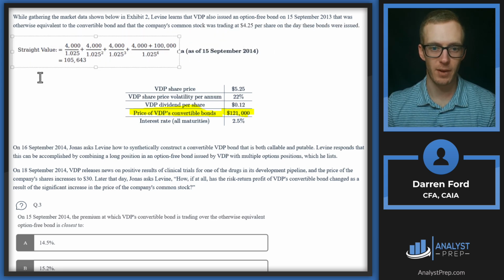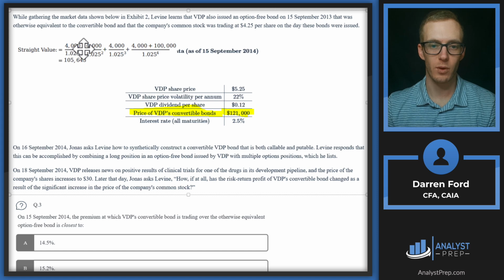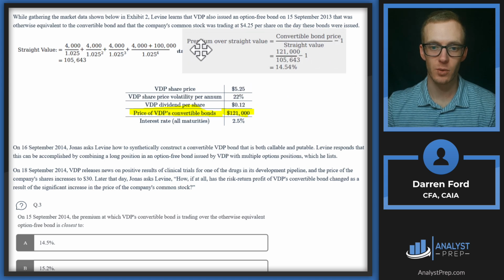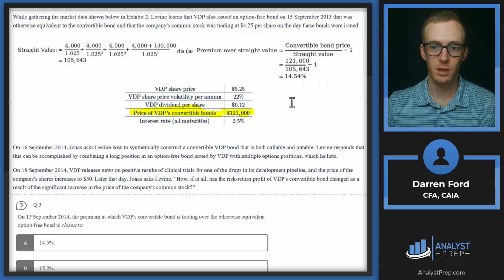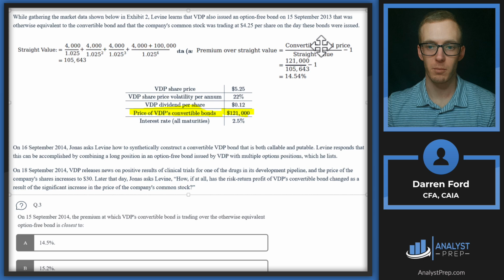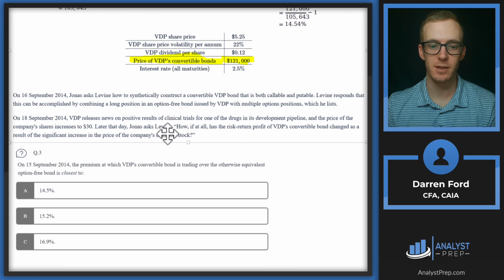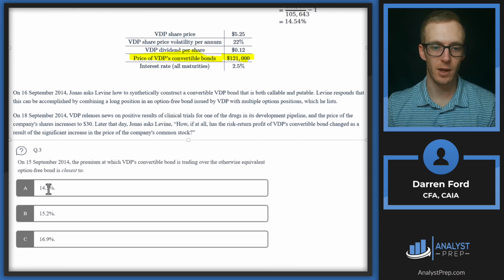So let me pull in the straight value calculation again. We've got 4,000 for 4 years plus that 100,000, discounting that back by 1.025, which is our interest rate for all maturities right here. And then we're going to compare this to the convertible bond price and subtract out 1. So we've got convertible bond price 121 over this straight bond value of 105,643, and that gives us a premium of 14.54%. We'll round that and go with answer A.